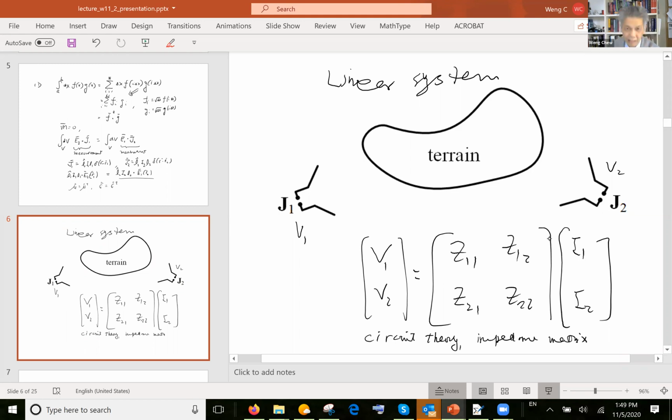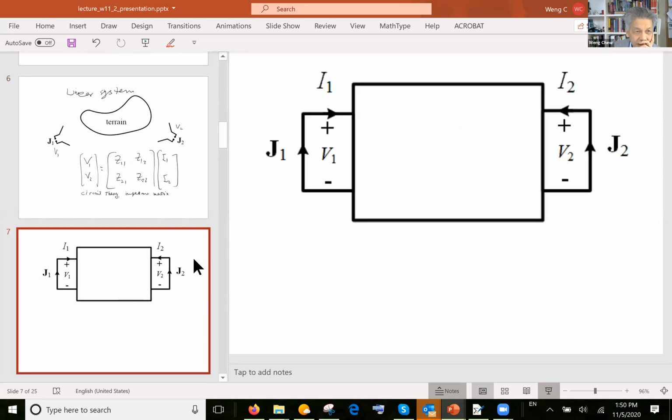which means that I can apply circuit concepts to this problem irrespective of how far the two antennas are apart and how big the terrain is, as long as it's a linear system, as long as when I'm doing the measurements at these two ports, I'm in the quasi-static regime so that circuit theory can apply. So if that is the case, then we can actually imagine that we can do this experiment now.